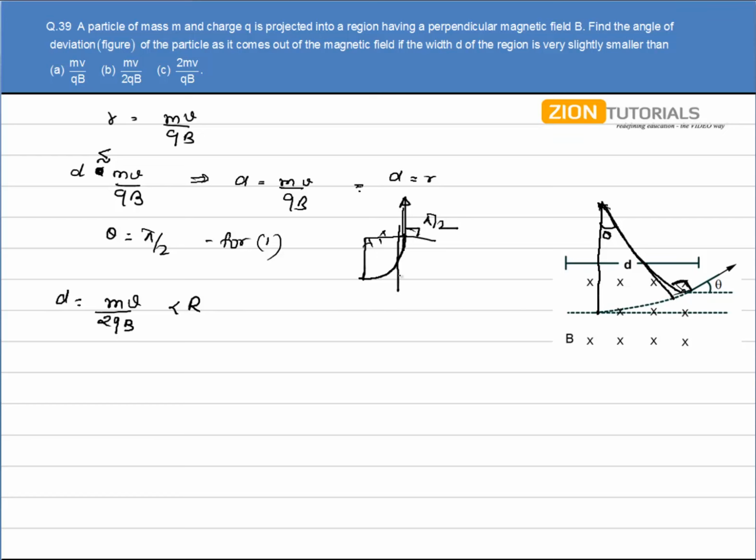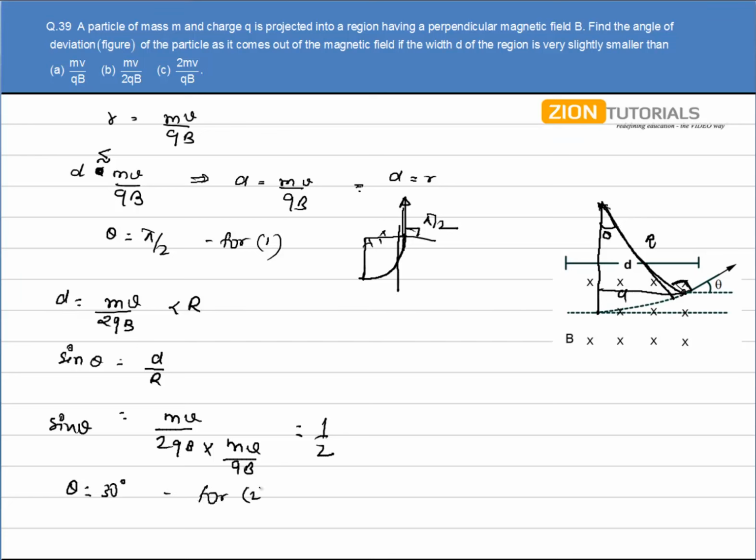Now I have to calculate theta. I have the value of d. Let us draw this line. This is my r, and this is d. So I can write sine of theta is equal to d by r, that is perpendicular upon hypotenuse. So d is mv by 2qB and radius is mv by qB, so it comes out to be 1 by 2 is equal to sine of theta. So theta is equal to 30 degrees. This is the answer for the second part.